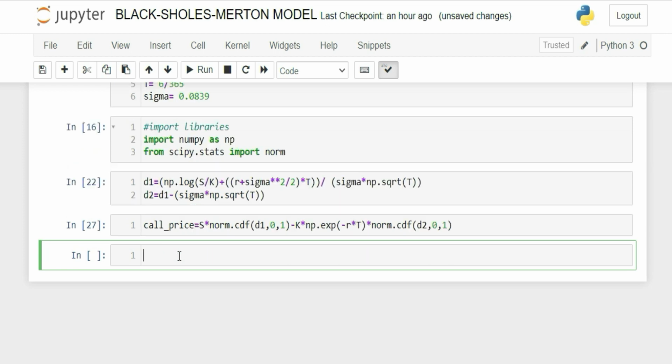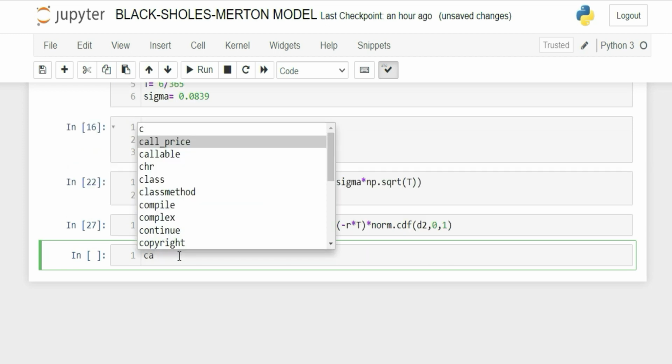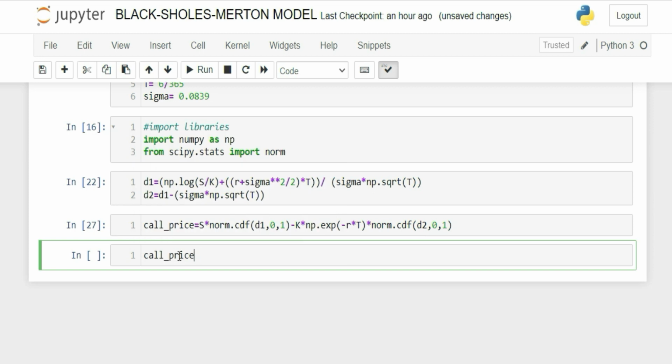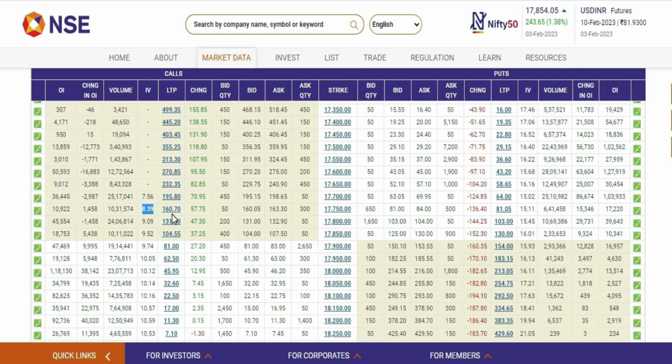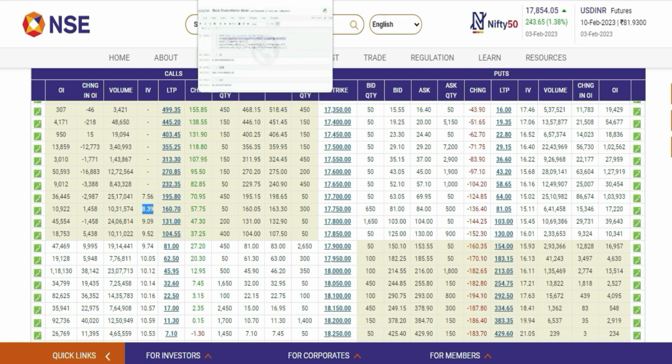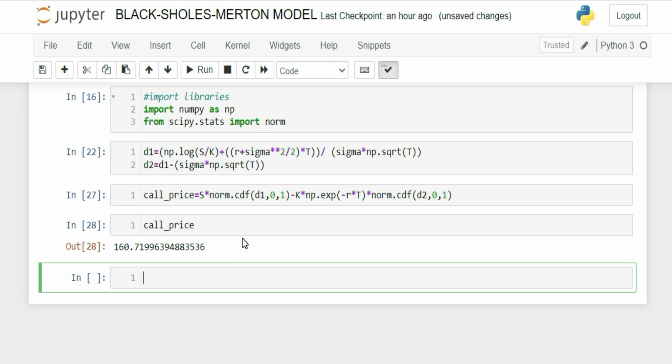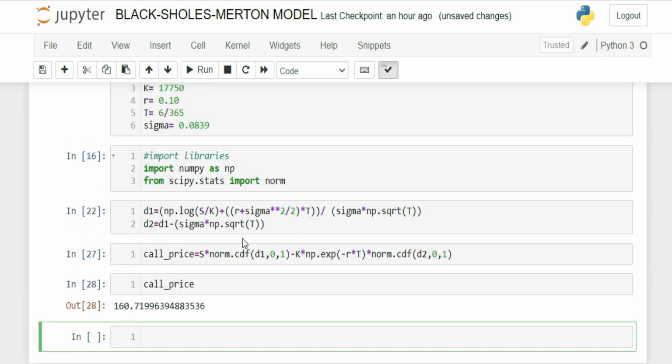So see the call price. So the call price is 160.719963. If you go back here and see the price here, you can see the LTP 160.70, which is exactly matching with our calculation. Okay, so our call price is right.